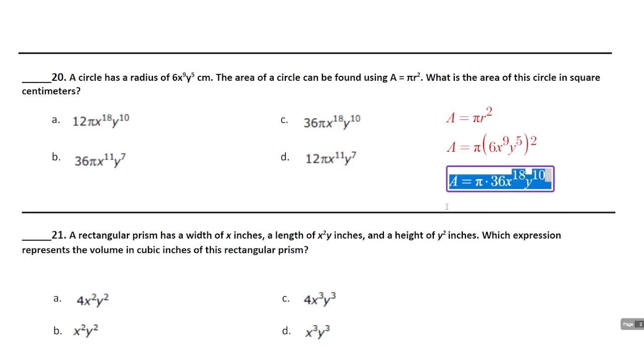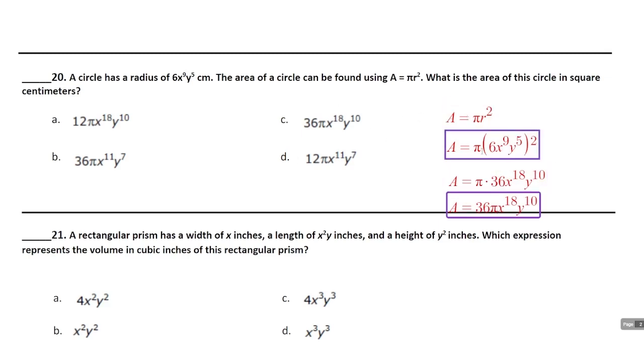You can move around these terms as you'd like. Multiplication is commutative, so you're allowed to do that. So we get 36 pi times x to the 18th times y to the 10th. And we can see that our answer is choice C.